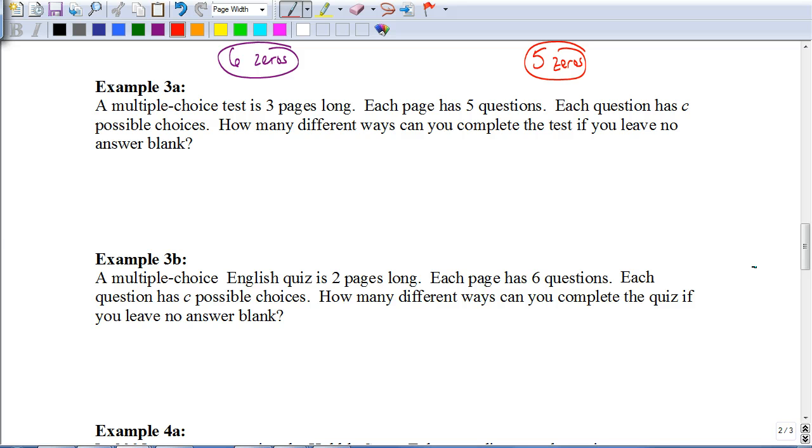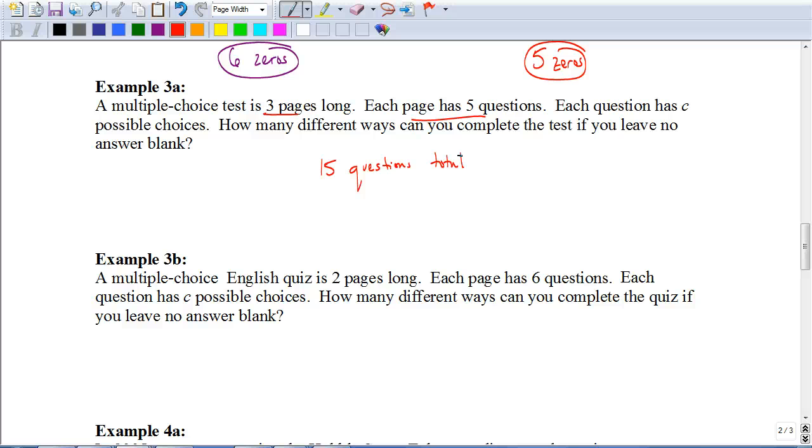This multiple choice test is 3 pages long. Each page is 5 questions. Each question has C possible choices. How many different ways can you complete the test if you leave no answer blank? Let's think about this for a second. There's 3 pages. Each page has 15 questions. So that means there's 15 questions total. Trying to figure out how many different ways can you complete the test if you leave no answer blank. So each question has C possible choices.